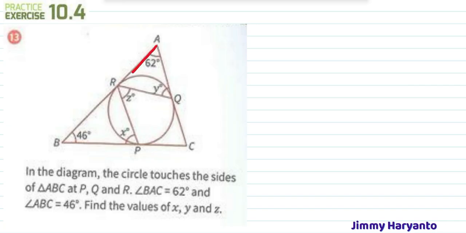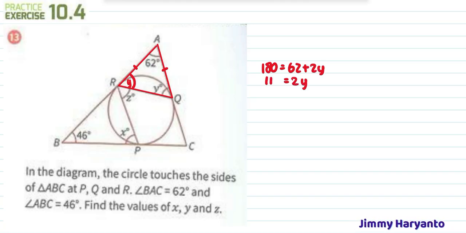We'll start from this triangle. In this triangle, we have tangent lines to the circle. Both of them are tangent lines. Because both of them are tangent lines from external point A, that means these sides will be the same. That means this one is also y. To find y, you only have to use the triangle sum plus 2y, so 2y equals 118, so y will be 59. Okay, so this one is 59.